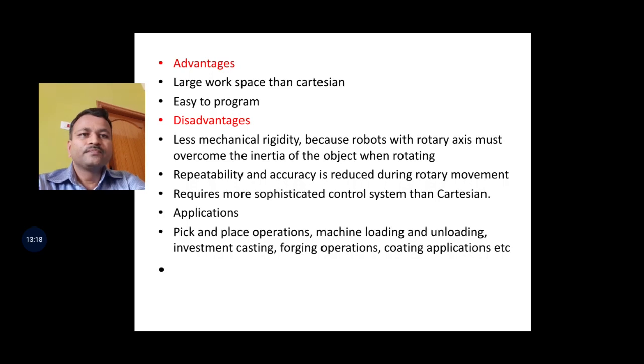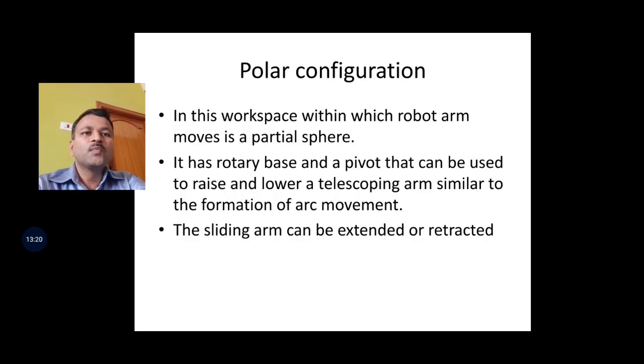cylindrical configuration. So next comes polar configuration. Polar means like a spherical, partial sphere. So this is a workspace within which a robot arm moves in a partial sphere. You could have seen a sphere, ball, football, volleyball, a spherical shape. It will be moving in that fashion. It has a rotary base and a pivot that can be used to raise and lower the telescoping arm, similar to the formation of an arc movement. It will have some arc movement. I will show you that figure.